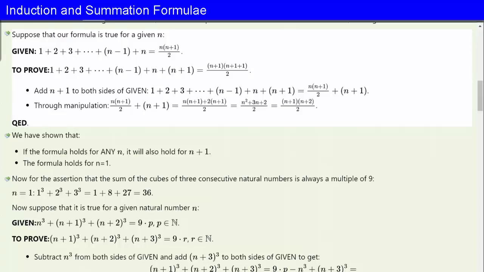So when we do this, the left-hand side of given becomes the left-hand side of to prove. We just get an n plus 1 added. On the right-hand side of given, we had n times n plus 1 over 2, and now we're adding to that n plus 1 in order to preserve the equality. But that right-hand side can be simplified into a single fraction, and when you clean it up and factor it, you get n plus 1 times n plus 2 divided by 2, which is exactly the formula we wanted for the case n plus 1.